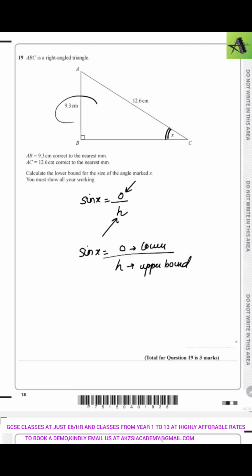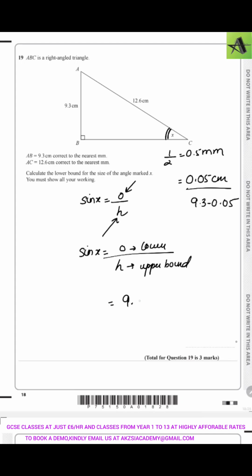So opposite is 9.3, correct to nearest mm. Correct to nearest mm, that means you have to divide 1 mm by 2. 1 mm by 2 will give you 0.5 mm. And this is how you will find the limits of accuracy. Nearest to whatever they have given, just divide it by 2. Let me convert it into centimeters, so 0.05 centimeters. To get the lower bound, I have to subtract 9.3 minus 0.05. That will give me 9.25.